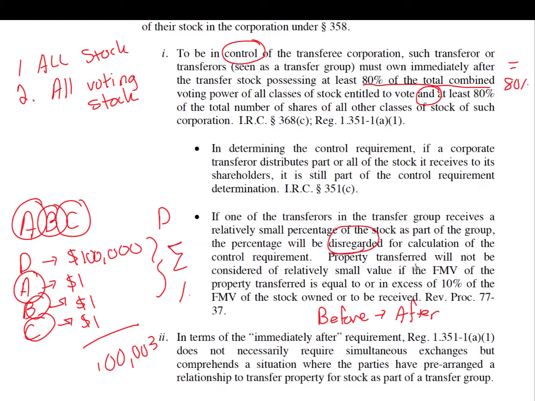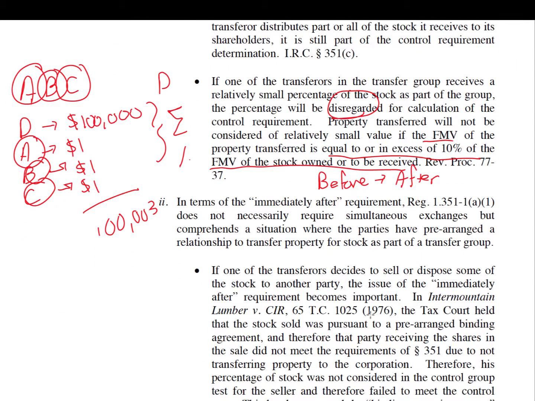The property transferred will not be considered a relatively small value if the fair market value is equal to or in excess of 10% of the fair market value of stock owned or to be received. If A, B, and C each provided at least 10% of the value of the stock received total in the transaction, they would be fine. But that's not the case here, so it doesn't work.